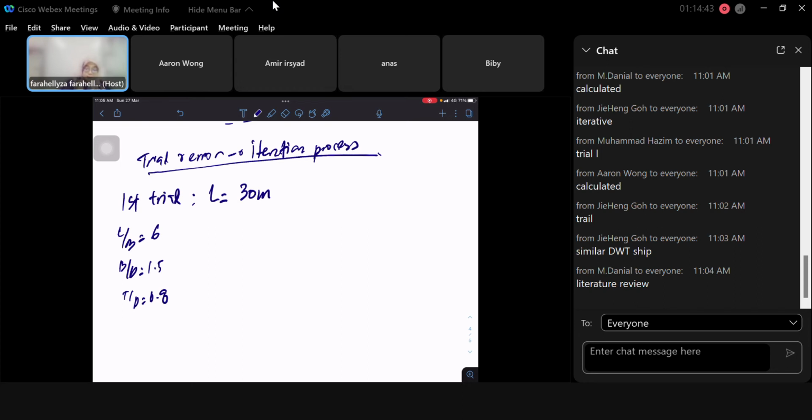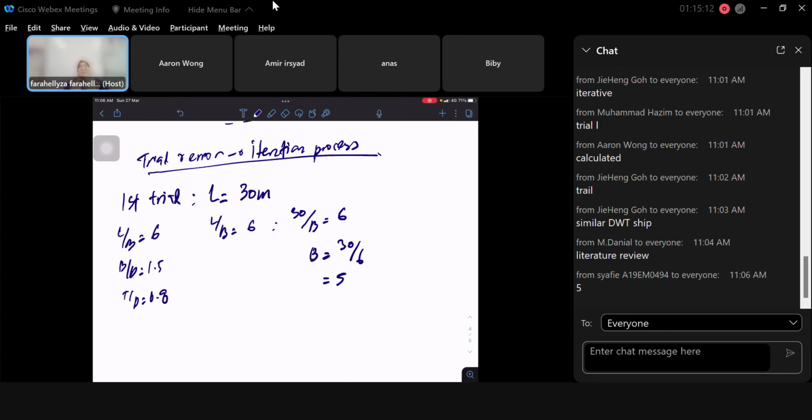So when you have this L of 30 meter, and you know that L upon B is 6, your L is 30, so you can get your B, which is 30 divided by 6. So what is the value? 30 divided by 6. So B is... Oh, 5. Thank you very much. Right, so that is B.